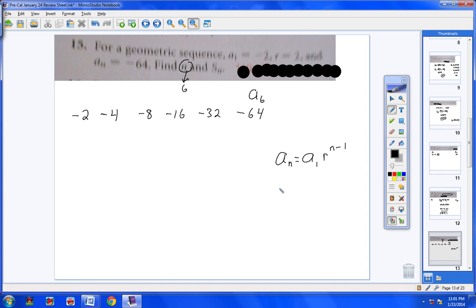You would say for your nth term, you're going to call it negative 64 equals, your first term would be negative 2, and then of course your common ratio is 2, to the n minus 1. This is a lot of algebra 2 here. Now we're going to divide both sides by negative 2 to get rid of this negative 2 right here. So if we divide one side by negative 2, we divide the other side by negative 2, that would leave us with 32 equals 2 to the n minus 1. And then we rewrite the 32 right here as 2 to the fifth power, because 2 to the fifth power equals 32.